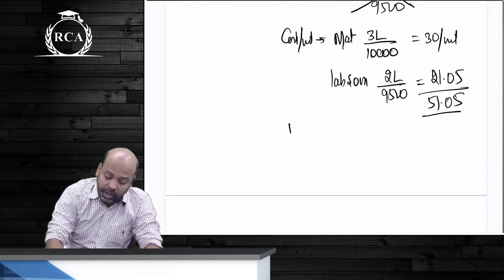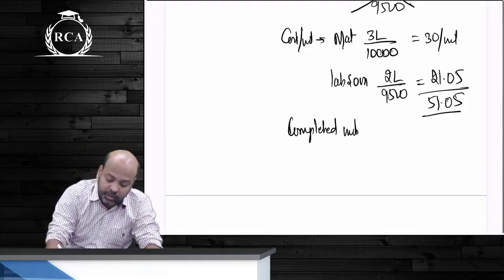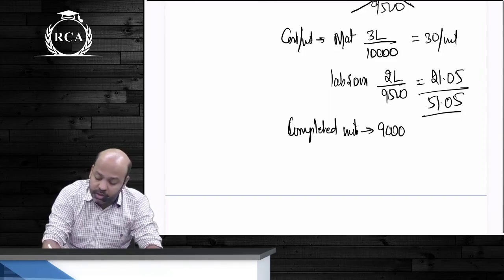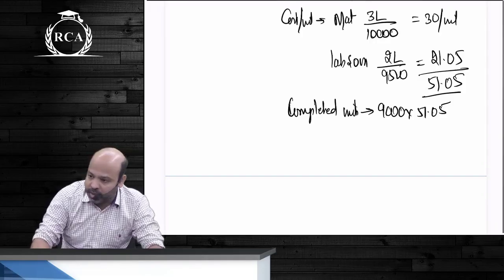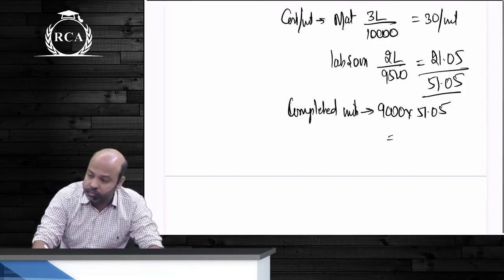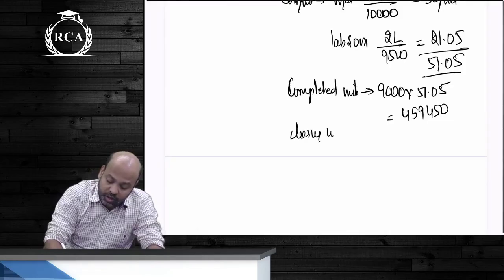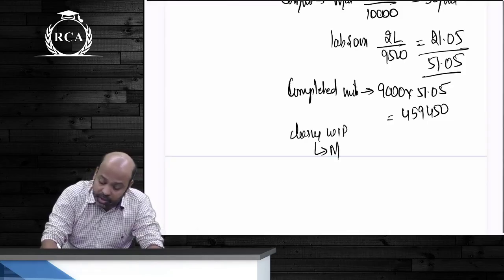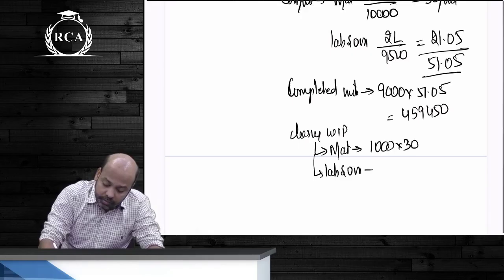So here if I want to value my completed units, guys, how many units are completed and transferred to the next process? Those 9,000 units you can directly value at 51.05. समझ में आ रहा है, नहीं आ रहा है बेटा? As far as valuation of closing work in progress is concerned, guys, for material you will write 1000 units into 30, but for labor and overheads what will I write? 500 units into 21.05.